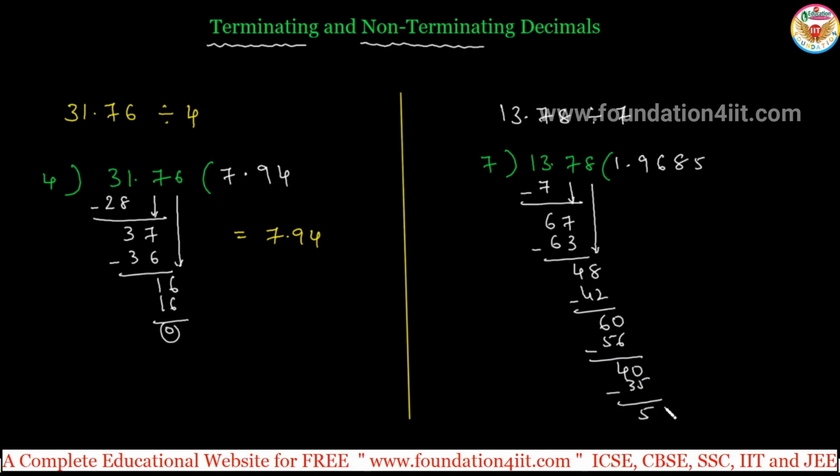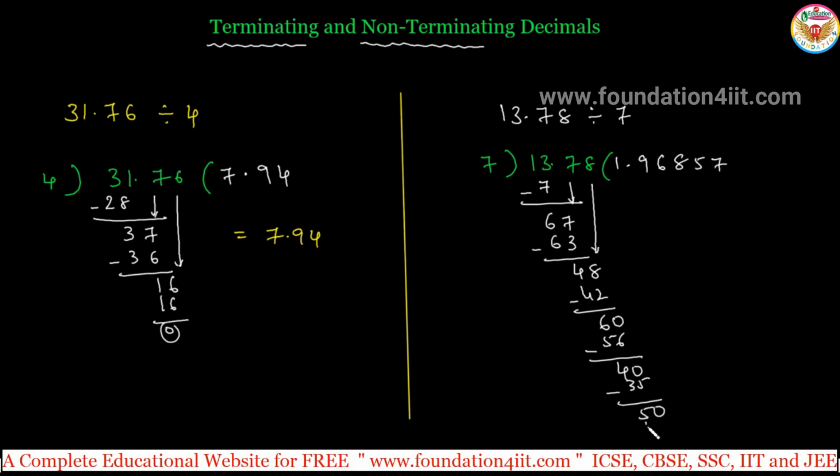Subtraction, I got again 5. And so on. If you take 50 again, 7 7s are 49. 50, 7 into 7 is 49. We got again 1, we get again 10. So that means it's continuing.